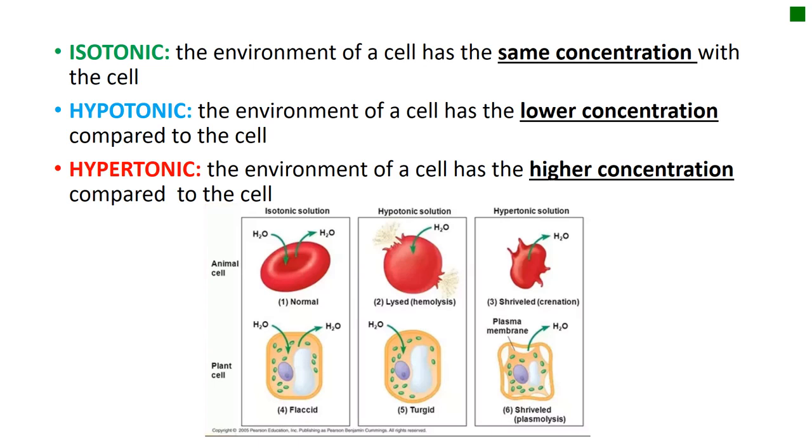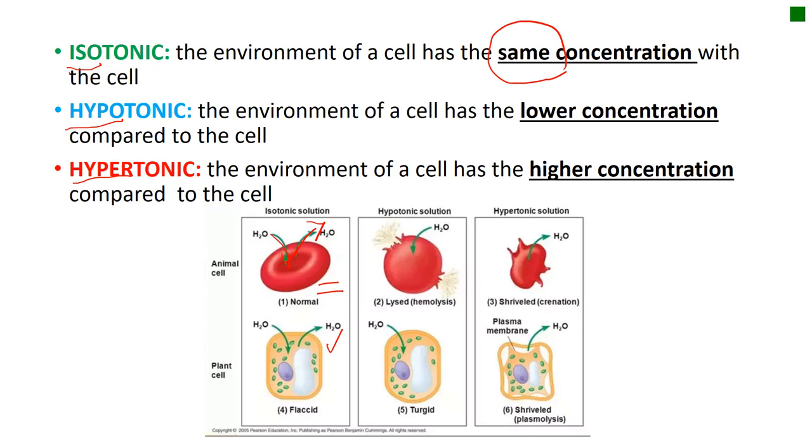Regarding osmosis, there are three terminologies that you must know: isotonic, hypotonic, and hypertonic. What does it mean? Isotonic means the environment of a cell has the same concentration compared to the cell. So it means that the amount of water that gets out and gets in are actually equal. So the cell will remain normal and fine.